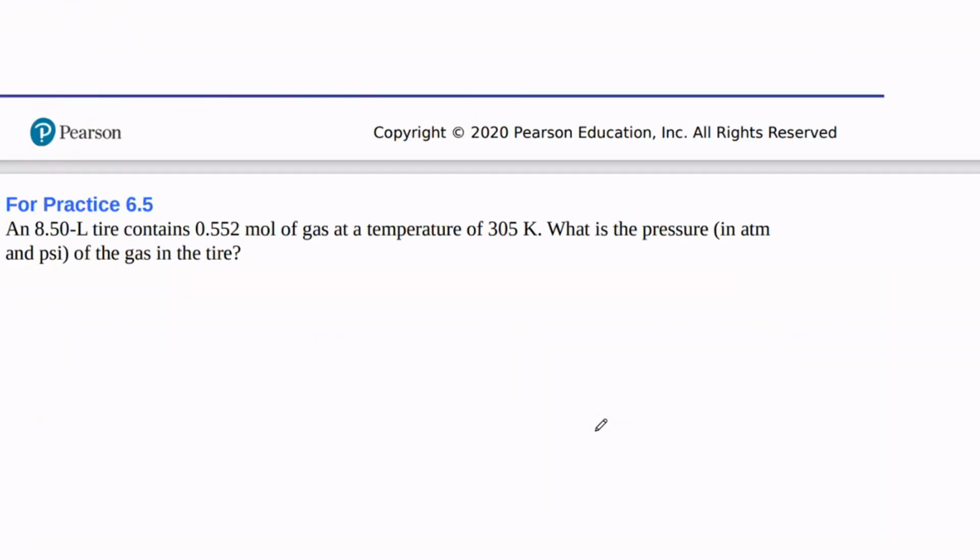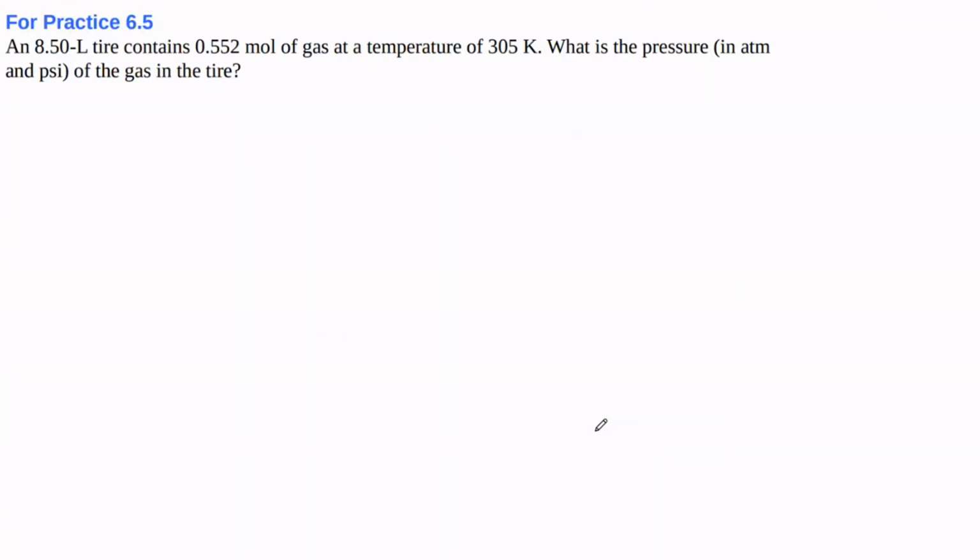All right, so let's work the practice problem. An 8.50 liter tire contains 0.552 moles of gas at a temperature of 305 Kelvin. What is the pressure in atmospheres and psi of the gas in the tire? Okay, so we need to find the pressure in atmospheres and then we'll convert it to psi.